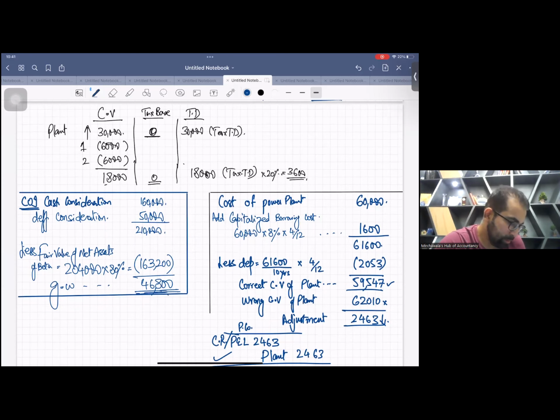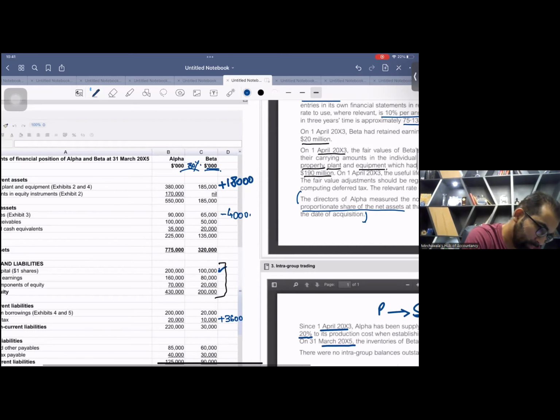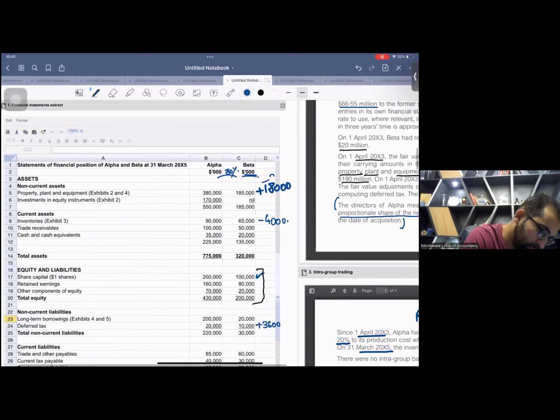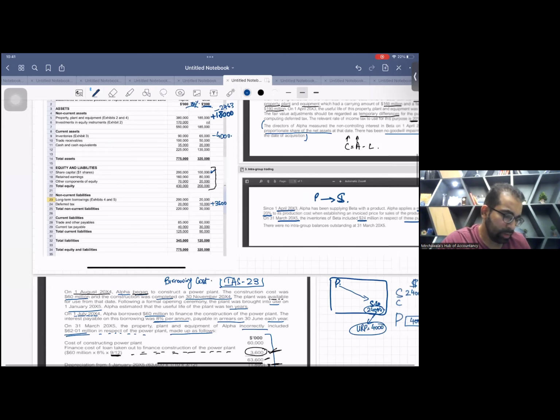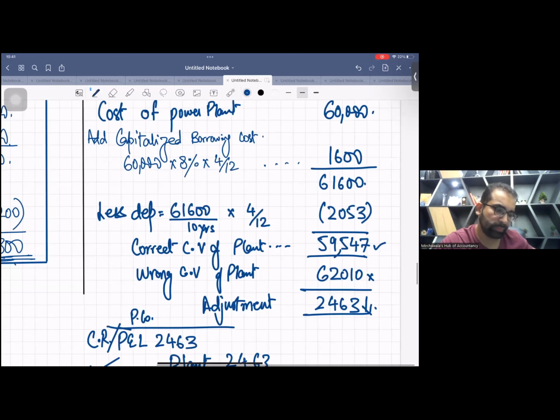Let me reduce the plant so that we don't forget. It's minus 2463. These are all things you have to adjust in the final SOFP. One thing in the CR and the other thing in the final SOFP. So one more adjustment done.